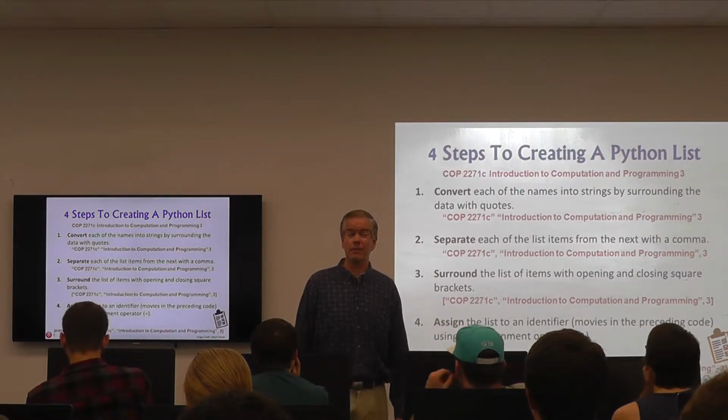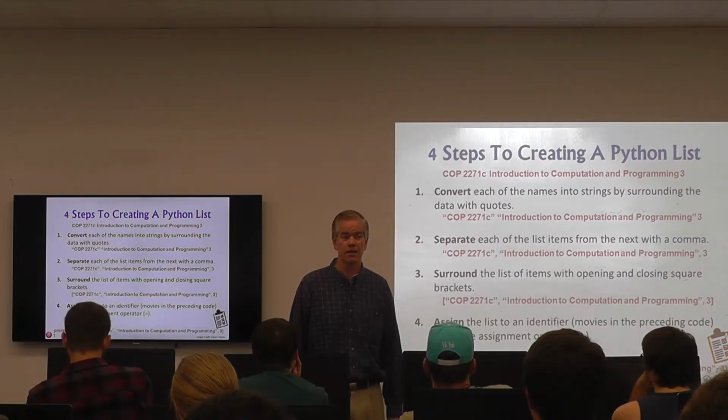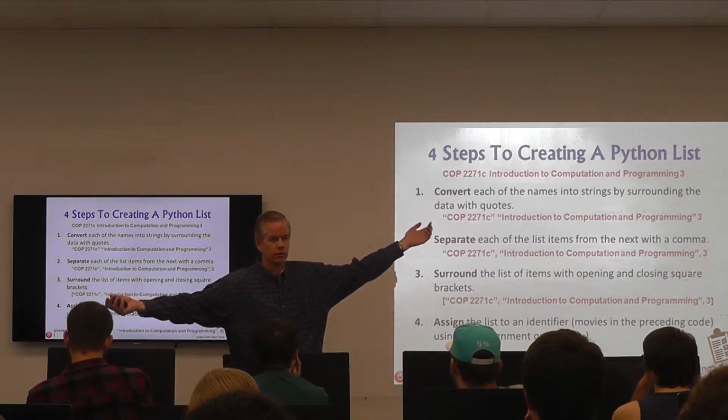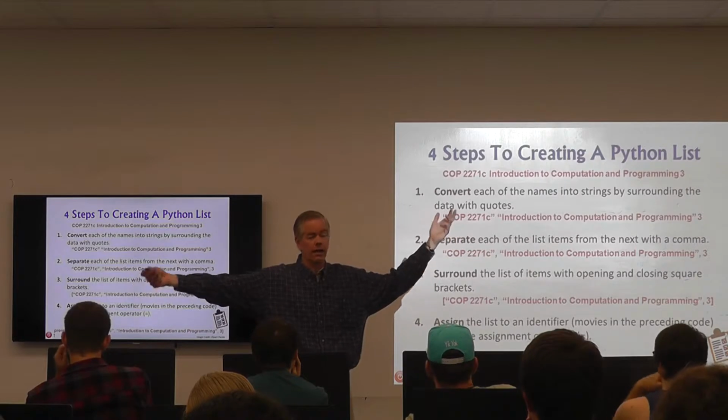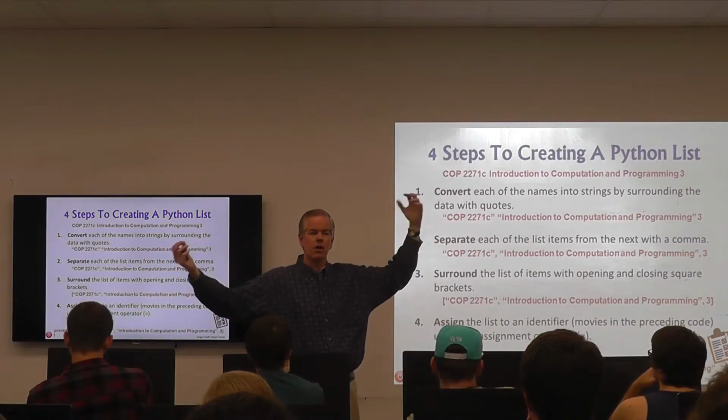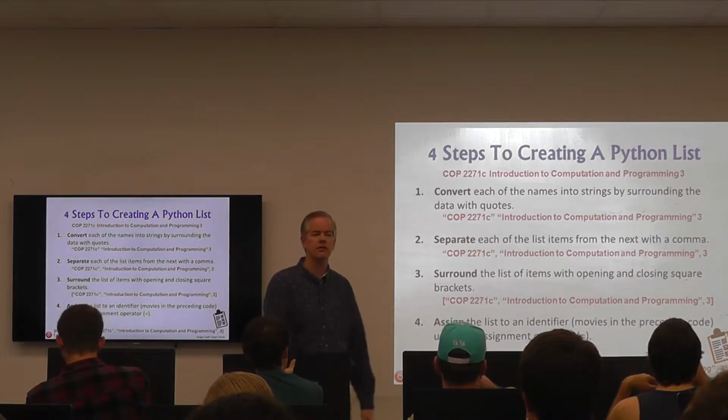But it sure seems like that's a handy way to store stuff, right? I mean, because I got all this stuff having to do with COP2271, a title and a number of credits, and a catalog number. And now apparently I can just take it all, group it together, and just shove it into a single variable.